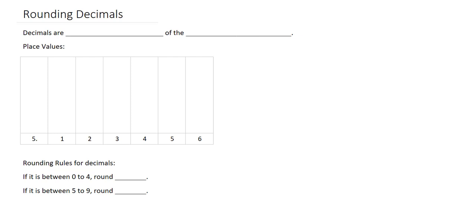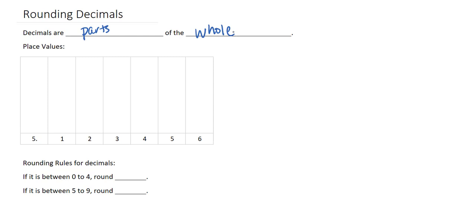Rounding decimals. Decimals are parts of the whole. What does that mean? If you think about it, we have a quarter, and that would be a part of a whole, because a quarter is not quite a dollar. It's just part of a dollar.